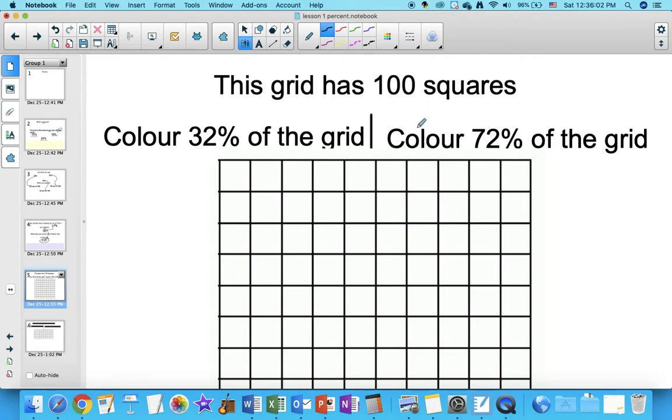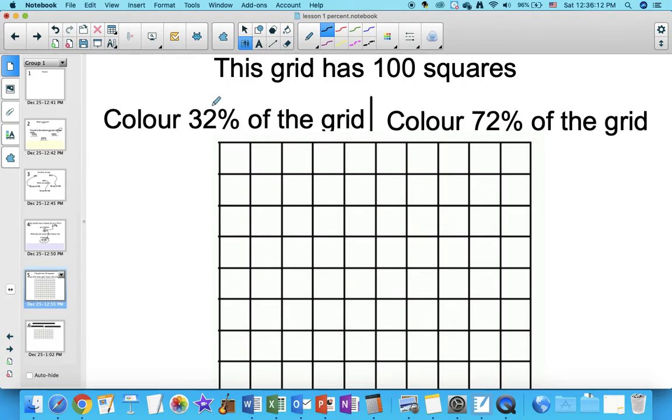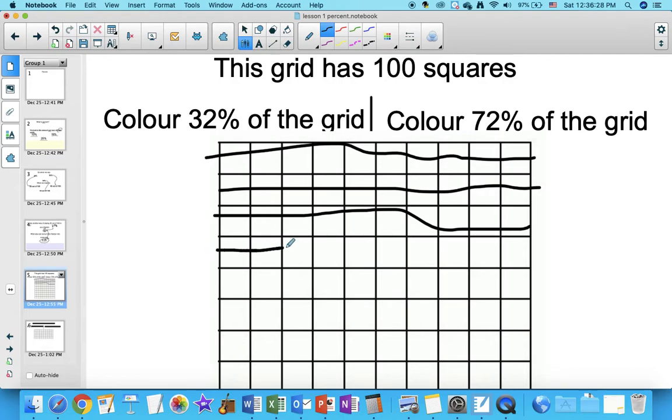So, quick review. If we had a grid of 100 squares, color in 32% of the grid. So it's 100 squares, right? Well, a percent is always out of 100. So I'm not going to color these in, that'll take too much time, but 1, 2, 3, 4, 5, 6, 7, 8, 9, 10. So each row is 10, so we go 1, 2, 3, so that's our 30, and then we just color in 2, right? And that's roughly 32% of the grid because it's out of 100. So 32% of 100 is 32.